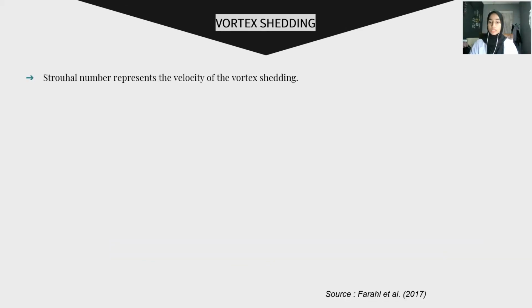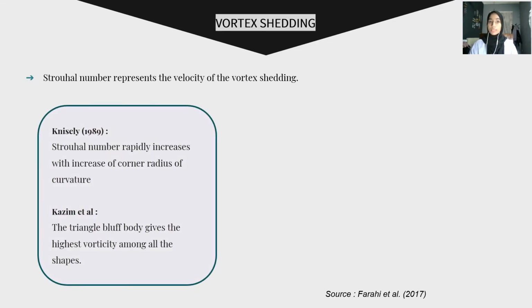Next is vortex shedding. Vortex shedding is the oscillating flow that takes place when fluid flows past a bluff body. A Strouhal number represents the frequency of the vortex shedding. According to Nisley 1989, the Strouhal number rapidly increased with an increase of the corner radius of curvature. And according to Kazim et al., the triangular bluff body gives the highest vorticity among all the shapes.